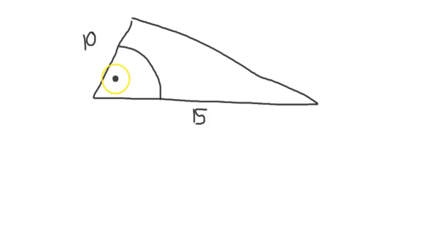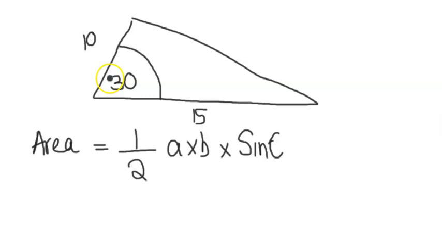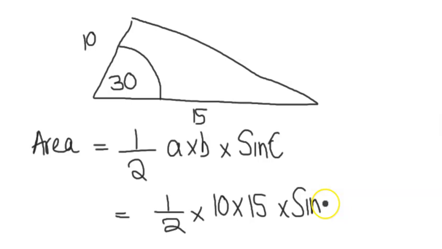Now imagine there is a triangle, and let's say this side is 10 and this side is 15, and this angle is 30. If the question is finding the area, it has a formula. To find the area of a triangle which is not a right angle triangle is half times a times b times sine C. What does that mean? It means two different sides and the middle angle. So in this case, it is going to be half times 10 times 15 times sine 30.